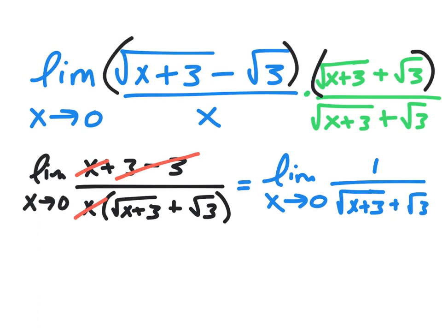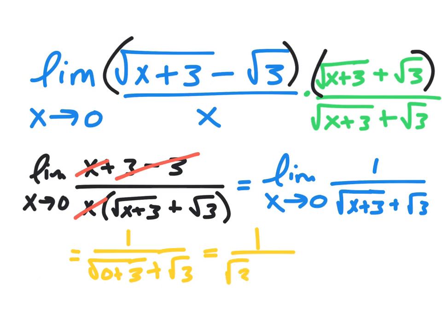Now that I have simplified my fraction, I want to evaluate my limit. So now I'm going to actually plug in the 0 and see what I end up with. In this case, I end up with 1 over root 0 plus 3 plus root 3, which is going to give me 1 over root 3 plus root 3. Those are both like terms, so because those root 3's are exactly the same, I end up with 2 root 3 in the denominator.